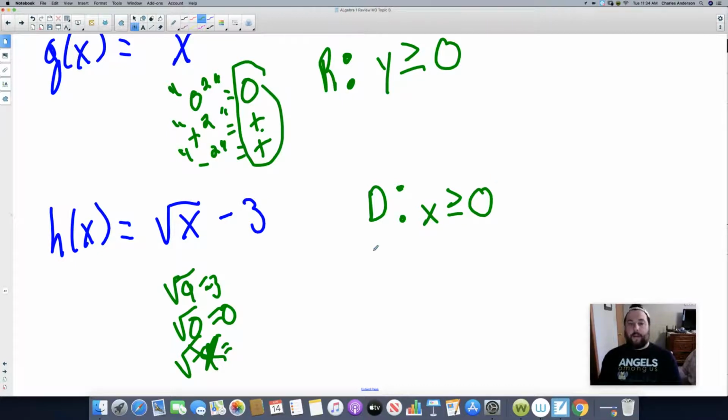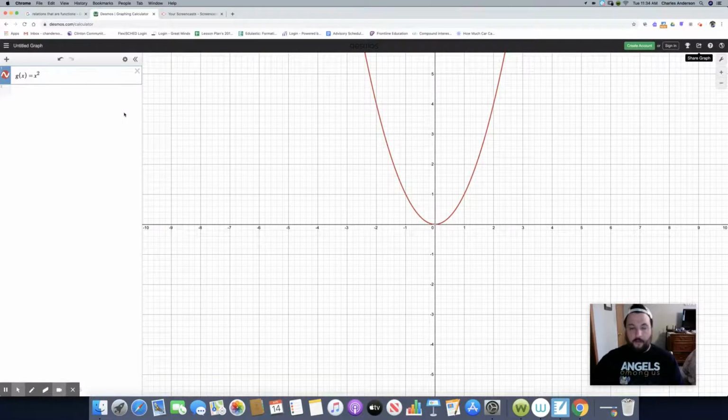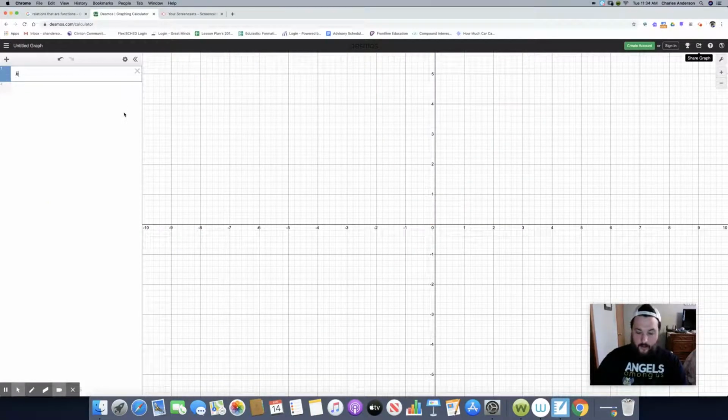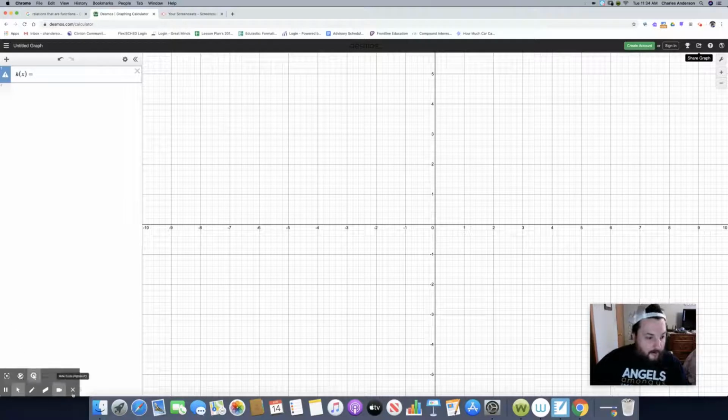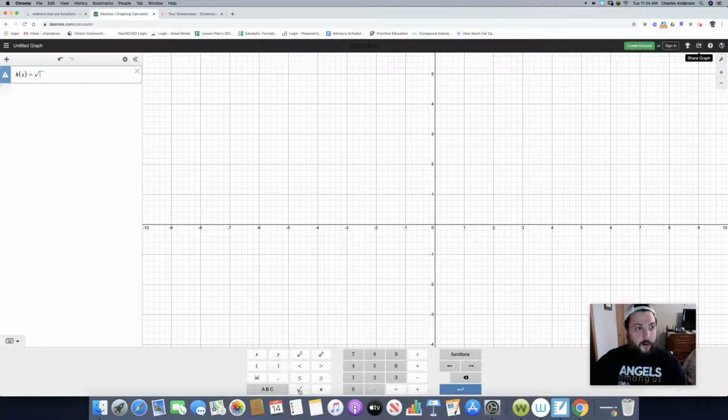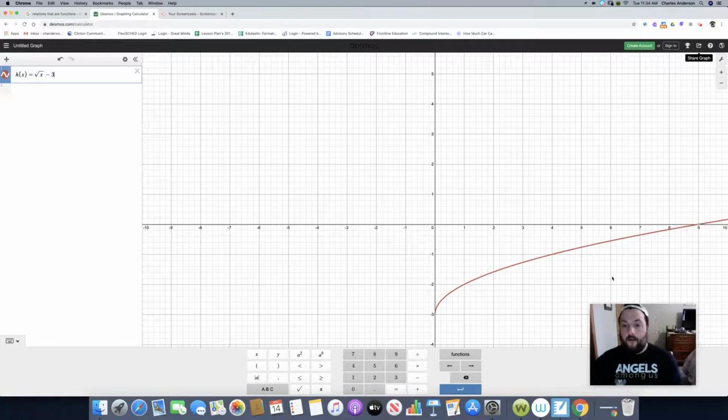All right, now about the range. Let's look at the range of this graph. So we're going to make a new function, h of x equals the square root of x, was it minus 3, I think? Yeah, minus 3. All right, there's what that graph looks like.